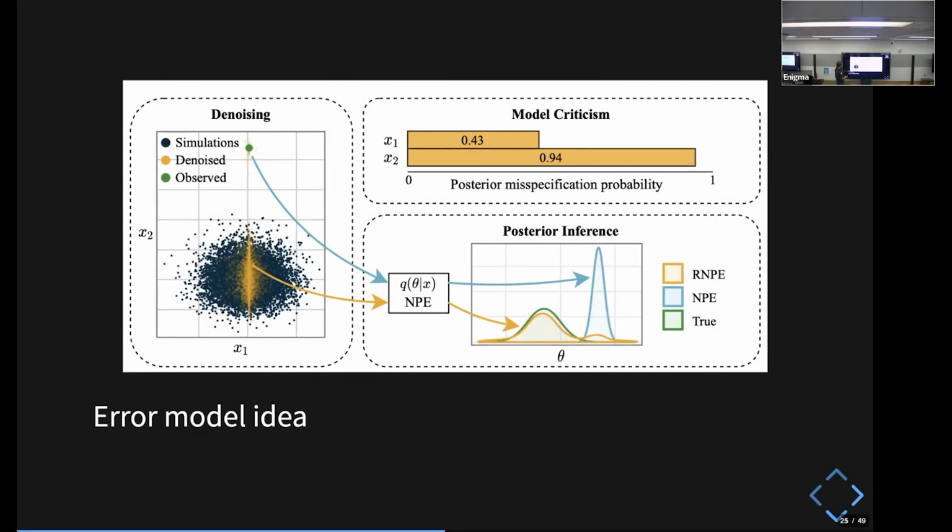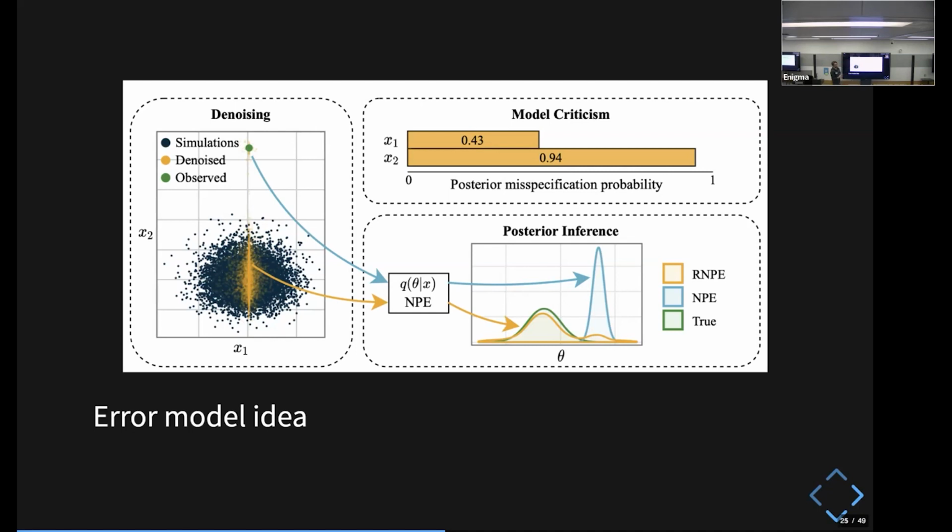So this picture tries to demonstrate what that could mean. Imagine you have a simulator that has two output variables, x1 and x2. If you look from the x1 perspective, and you have some observation, which is this green dot, it isn't misspecified because it's absolutely in the range of the blue data that comes from the simulator. That would be fine. But if you look from the x2 direction, then you would see that the x2 coordinate is not in the range of data that's usually produced by the simulator.